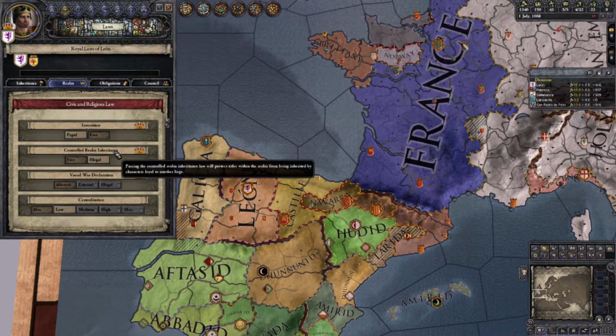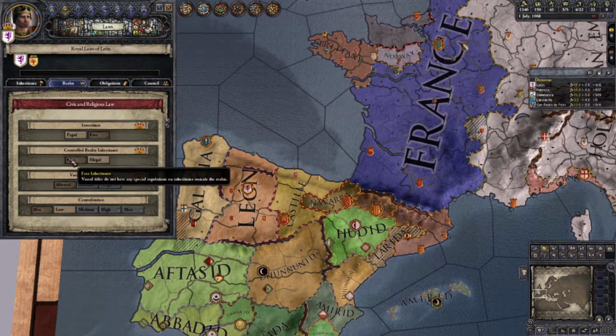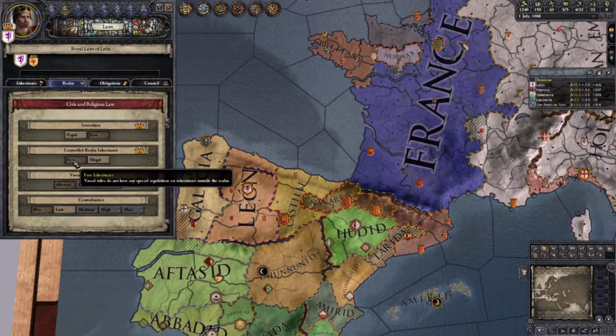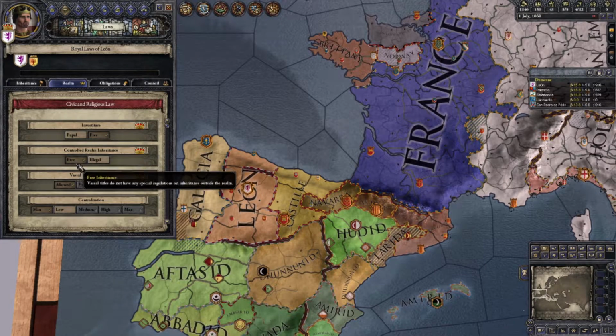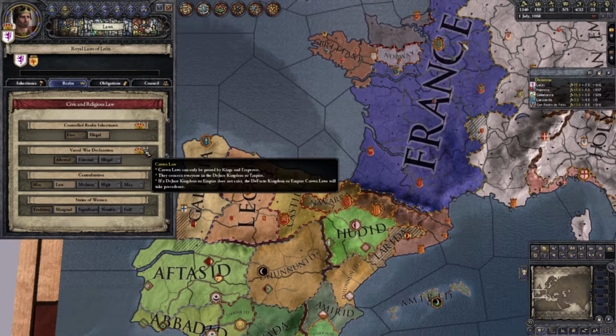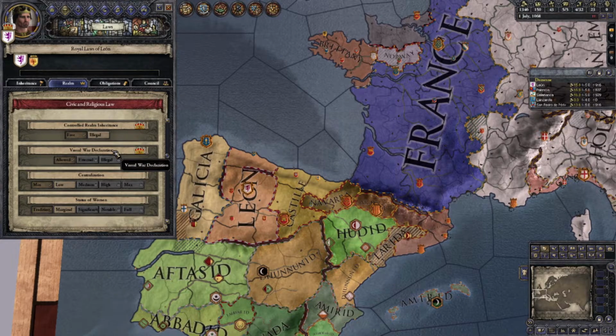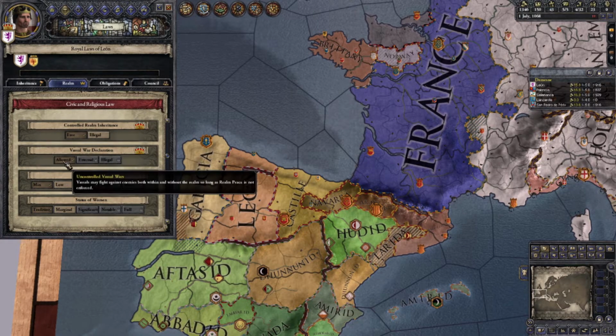Alright, controlled realm inheritance. Passing the controlled realm inheritance law will protect titles within the realm from being inherited by characters loyal to another liege. Currently we have free inheritance. Vassal titles do not have any special regulations on inheritance outside the realm. Then vassal war declaration. Allow uncontrolled vassal wars. Vassals may fight against enemies both within and without the realm, so long as the realm peace is not enforced. Cool.